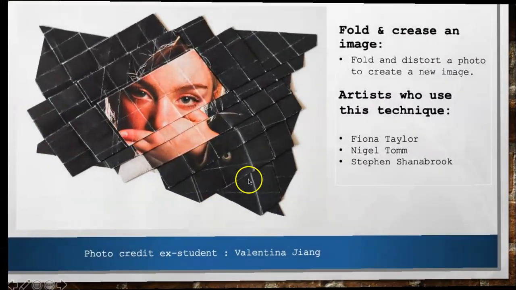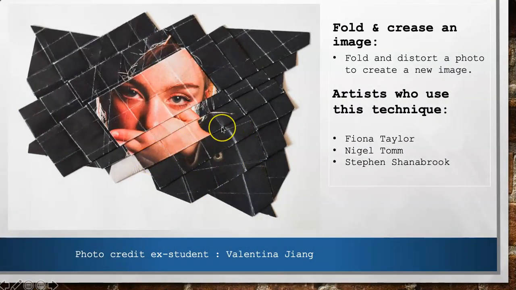This technique here is just about folding and creasing your images and restructuring to create this new sort of composition. So Valentina's used this image here, and these artists, and I know Fiona Taylor especially, she does a lot of work where she folds and restructures pictures, and so does Nigel Tom as well. So it's very playful. It's all about experimentation, just having fun with these ideas.